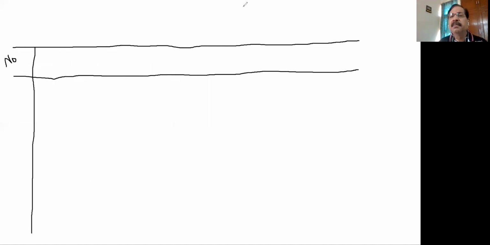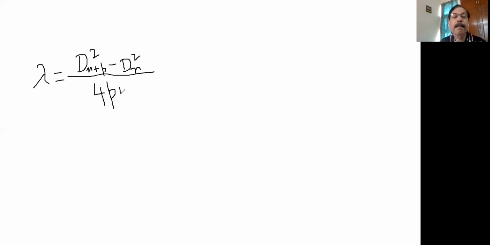In this experiment, we will use this formula: lambda is equal to D n plus p square minus D n square divided by 4 p R. The diameters D of the ring can be tabulated from the table by taking the difference of the left hand side and right hand side readings of the same numbered ring.